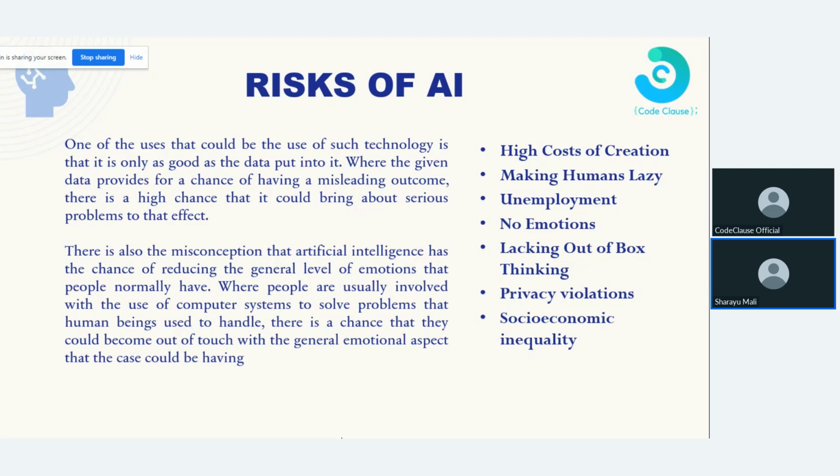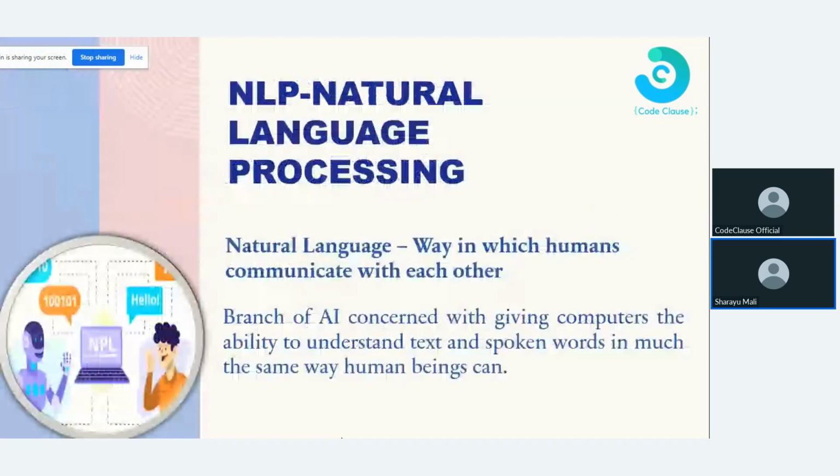Also, AI creation takes a large amount of cost, and it may replace some employment opportunities. And also, privacy violations are a major part of the risky side of AI, because AI all depends on the data that we have, and where we have data, the possibilities of privacy and security issues come in. So these are some of the risks of AI technology.